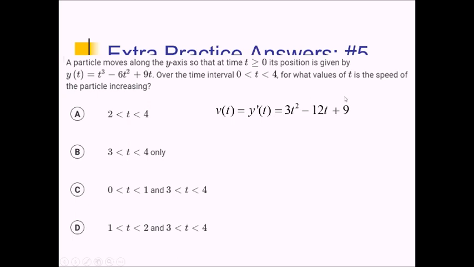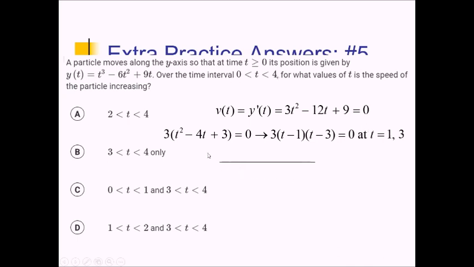So let's see. We're going to set this equal to 0, find some critical values, and do some sign analysis. I can start by factoring out a 3. That leaves me with t squared minus 4t plus 3. All of that equals 0 still. And then factoring this, numbers that multiply to 3 and add up to negative 4, we've got t minus 1 and t minus 3. So that means our critical values are 1 and 3, both of which are between 0 and 4, so we have to put them both on our v of t or y prime number line, whichever you want to call this.